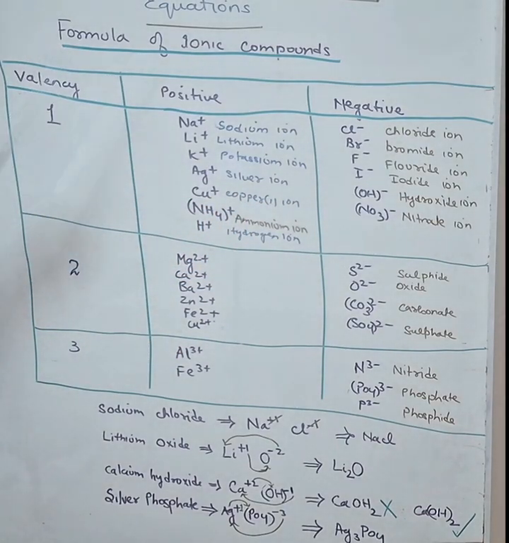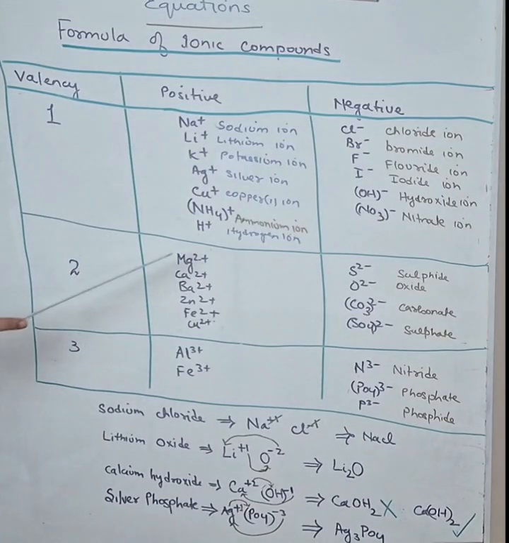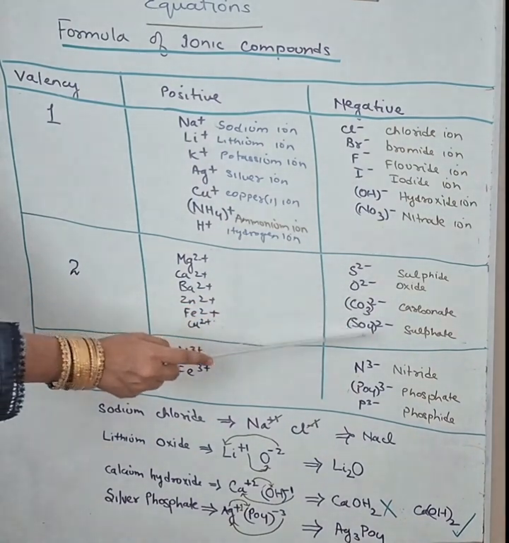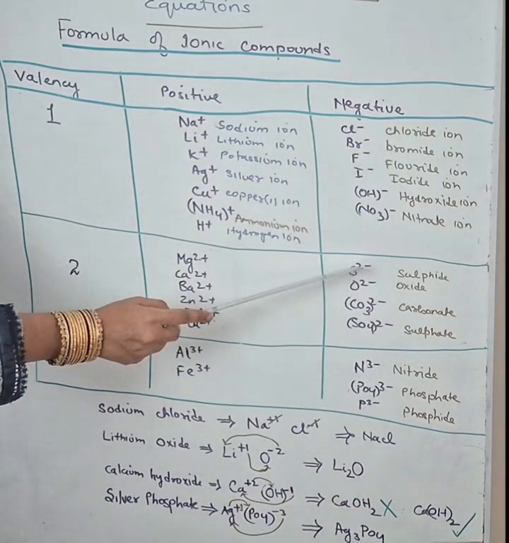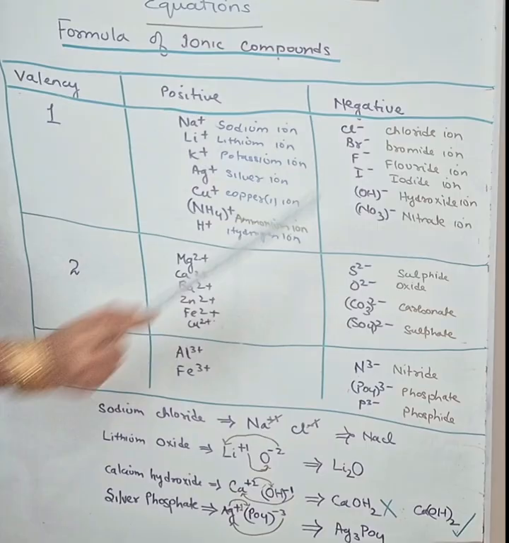is 1. In the same way, in this part, we have discussed all the positive ions whose valency is 2 and the negative ions whose valency is 2. For example, magnesium ion, calcium ion, barium ion, zinc ion, iron ion and copper ion are the positive ions whose valency is 2. Similarly, sulfide ion, oxide ion, carbonate ion and sulfate ion are the common negative ions whose valency is 2, which is represented with 2 here.